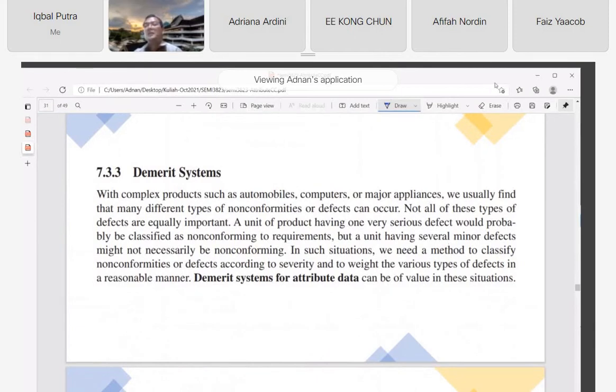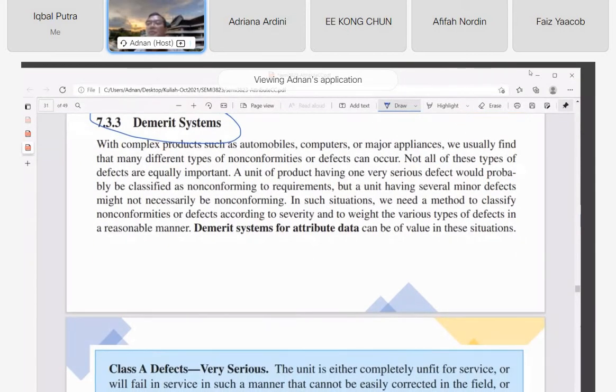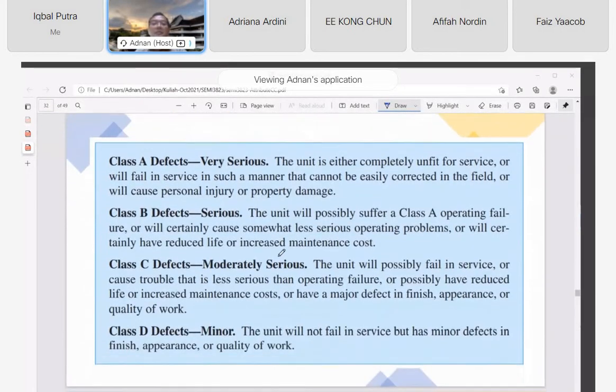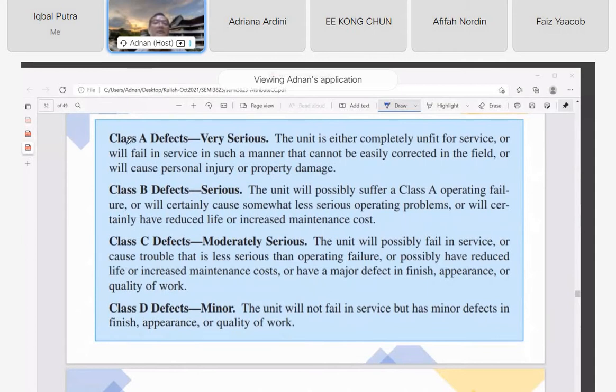There is another chart that I have not discussed. This is referred to as demerit control chart. Why we need demerit? Because the severity of defect is not the same, so we can use demerit control chart for this purpose. The classification of demerits, we can have, for example, very serious, moderately serious, or minor.